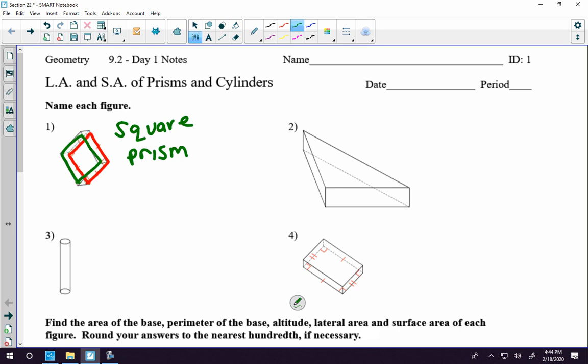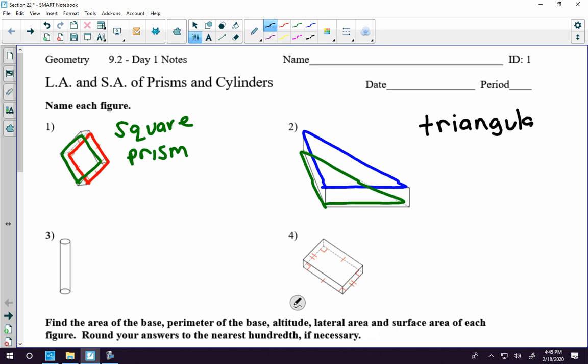If we look at number two, I notice that there's a base here. It's a triangle. And down low, there's another triangle. That's the other base. And because you got two congruent bases there, we're going to title this a triangular prism, because the bases are triangles.